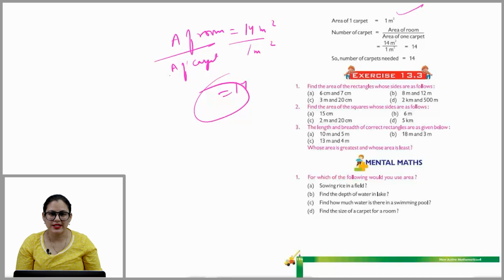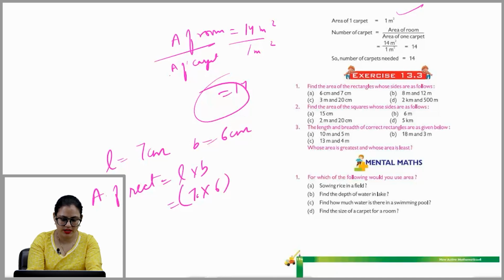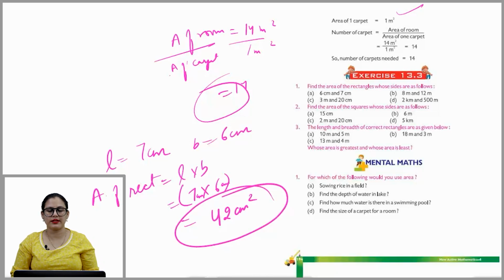Okay. Let's do exercise 13.3. Find the area of the rectangle whose sides are as follows: 6 centimeter and 7 centimeter. Length is 7 centimeter and breadth is 6 centimeter. So area of a rectangle is length into breadth. So 7 centimeter into 6 centimeter. 42 centimeter square is the answer. That is, 42 centimeter square is the area of the rectangle.